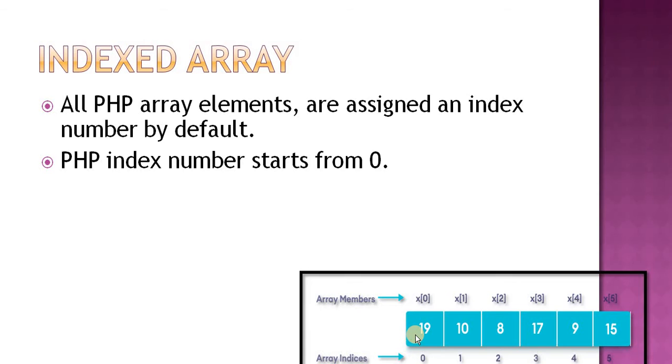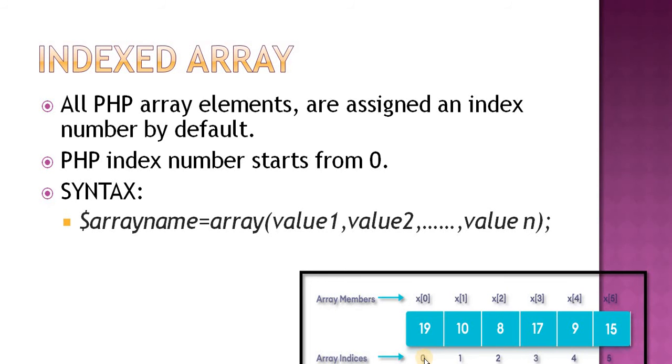Here, this is our array: 19, 10, 8, 17, 9 and 15. So these are your array elements, the values which are stored in the array. Over here you can see 0. This 0 is the first index. Then 1, 2, 3, 4 and 5. So this is how each and every element is going to get one index.